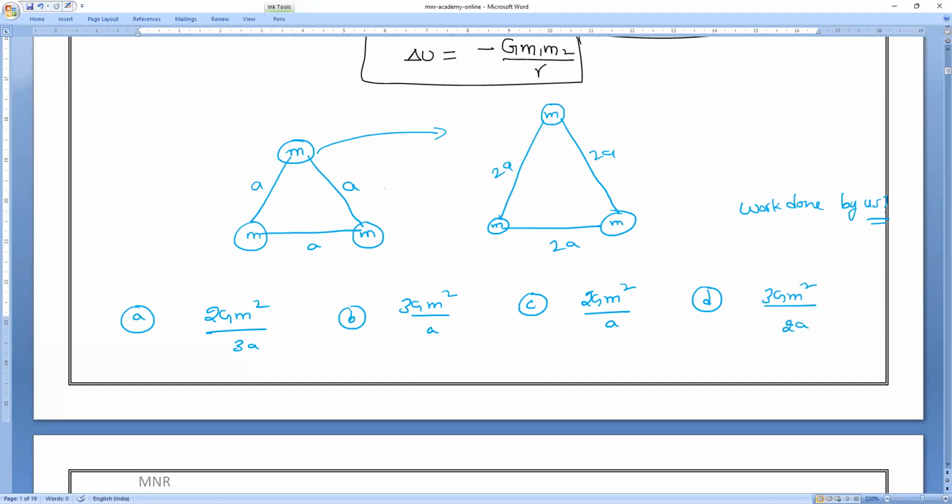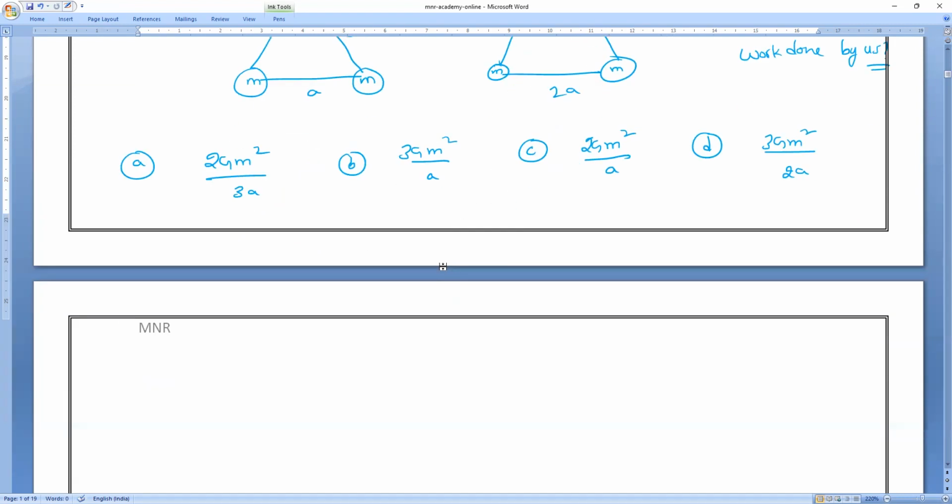Let me see what you can try. You can try the formula. Because we are transferring the mass externally from here to here, I will consider that the work done by the external forces is equal to the change in potential energy. So the change in potential energy equals the work done by the external force. This is the formula. Clear, everyone?